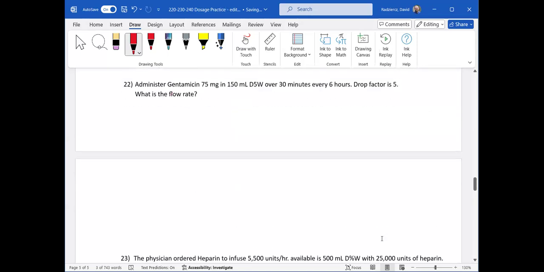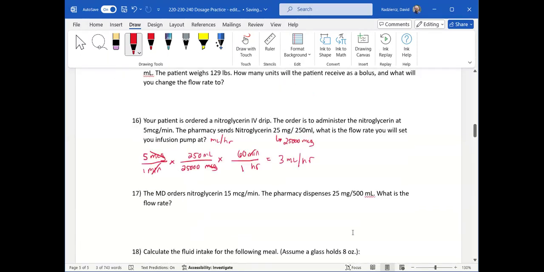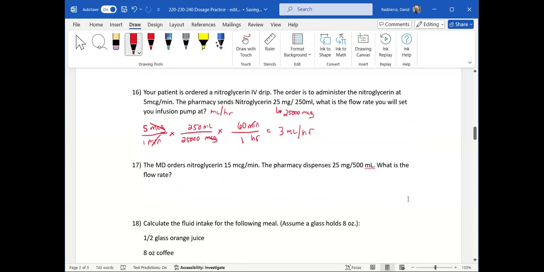So you're going to do the same thing for 17. You're going to convert milligrams to micrograms, which is probably the simplest thing. Convert minutes to hours, and then you'll get to your answer. This is what I mean by doing it in my head: I would take 15 times 500 times 60 divided by 25,000, and then just plug that into the calculator because I'm following the same flow that I made up here. And if you ever get a decimal answer for a flow rate, that probably means you forgot to multiply by 60. So just double check your work before you submit that as your final answer.